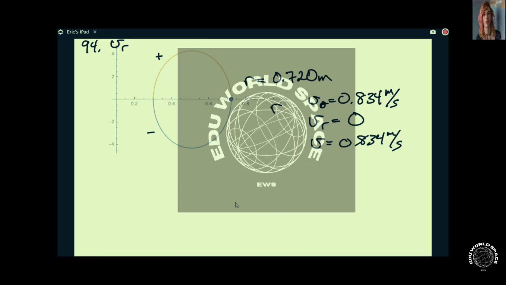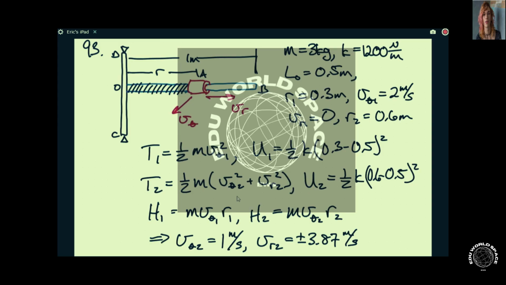This problem is really an extension of the previous problem, and we want to know the maximum distance between the origin and the collar, and then the speed at that distance. So we just go back to our previous problem here, and what we wind up doing is we don't know R2 now.